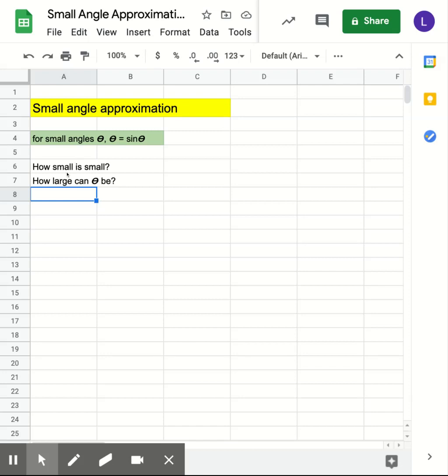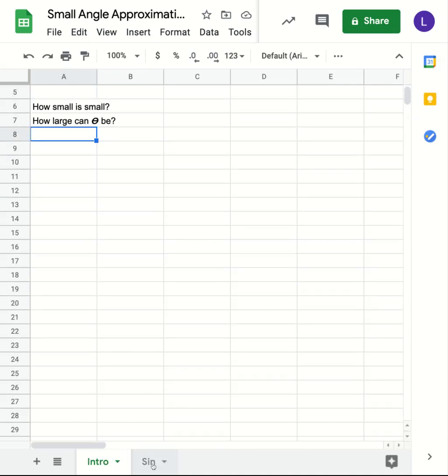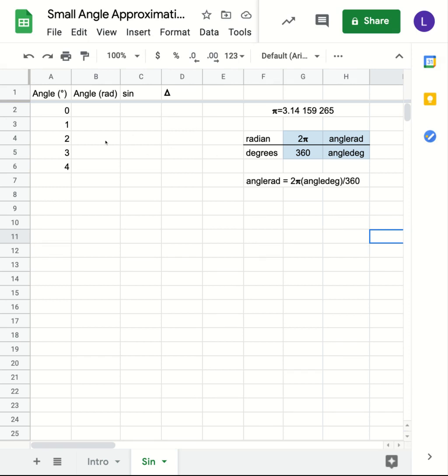So of course that begs the question, how small is small? Or, perhaps equally important, how large can theta be before it's no longer a valid approximation? So let's first experiment to see how we could come up with such a relationship. And we have angles here. We'll explore 0 to 90, and we're going to convert the angle to radians.